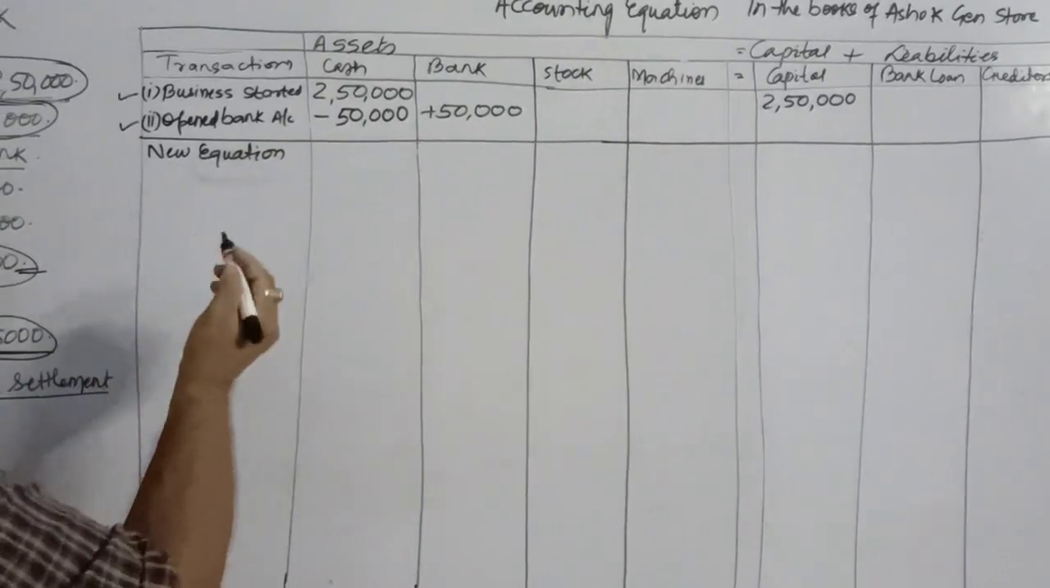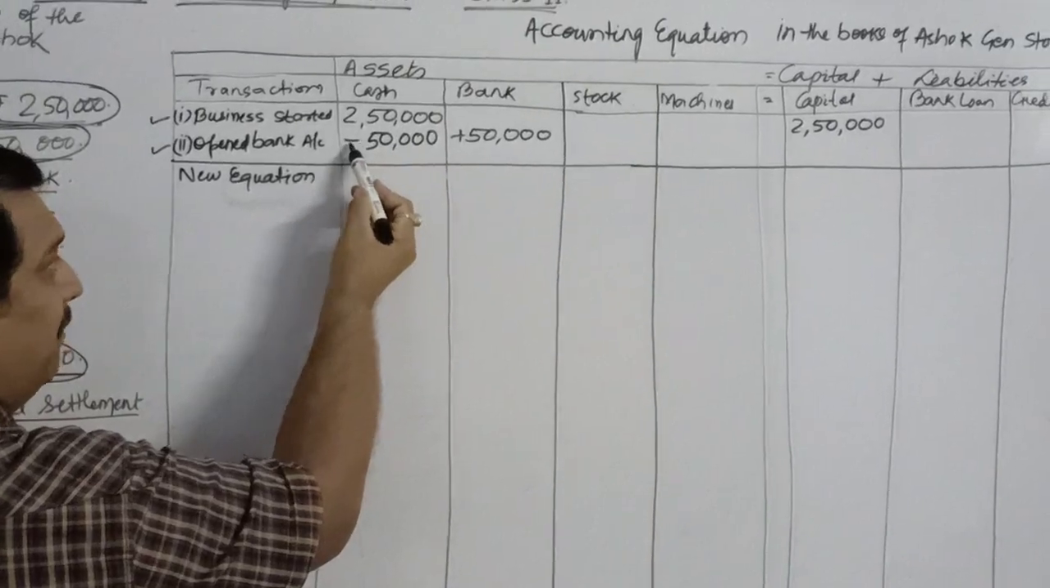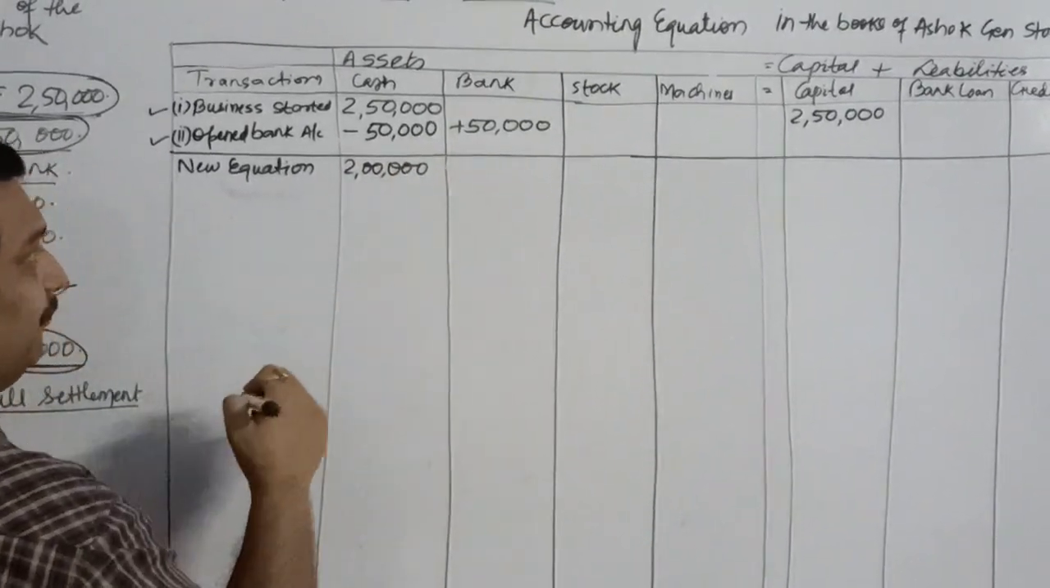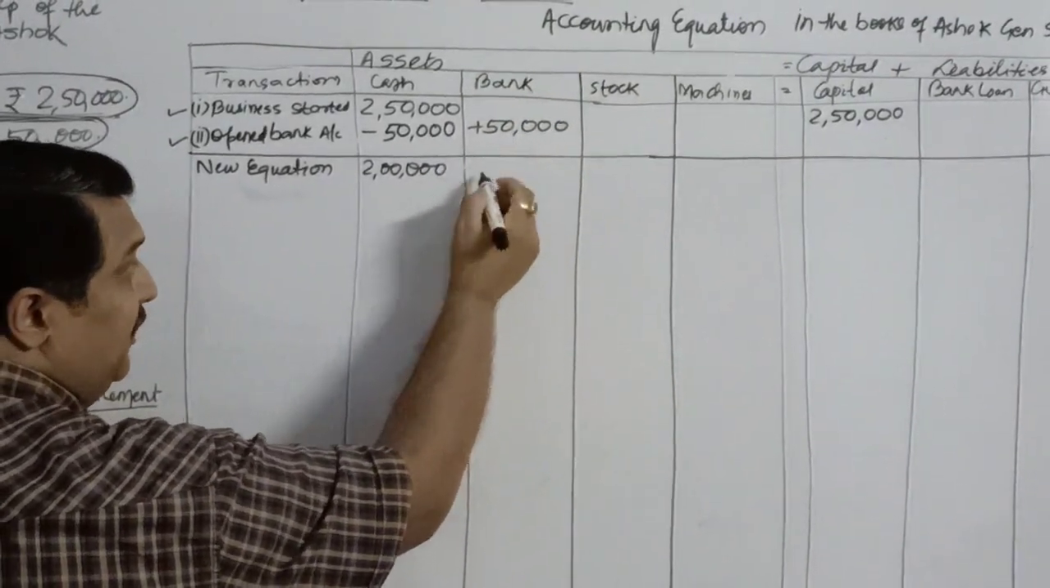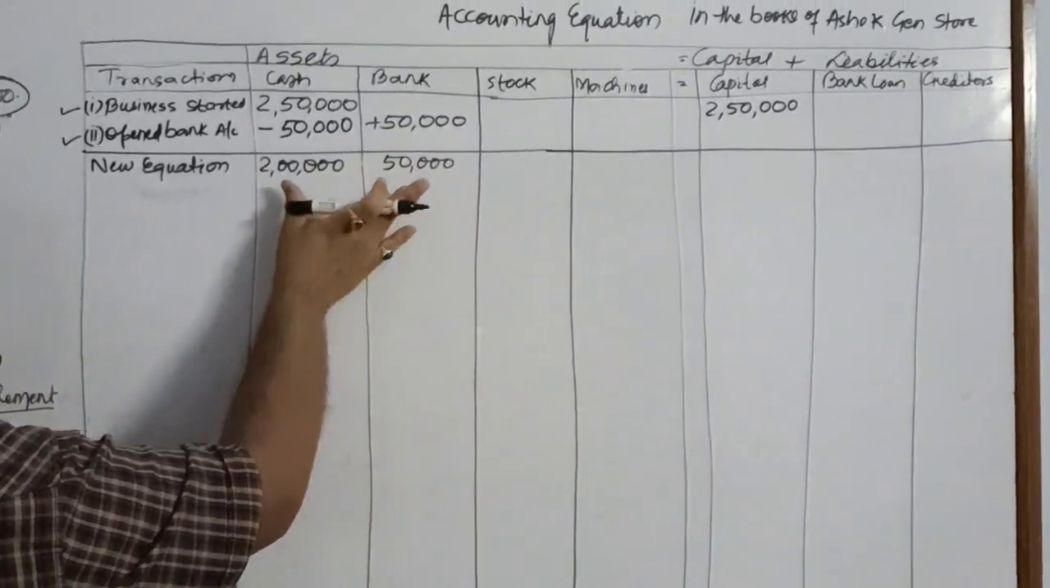New equation. What is the new equation? See over here. How much was the cash earlier? 2,50,000 minus 50,000. So how much is the balance? 2 lakhs. Bank, earlier there was 0. Now we have deposited 50,000. That means plus 50,000.